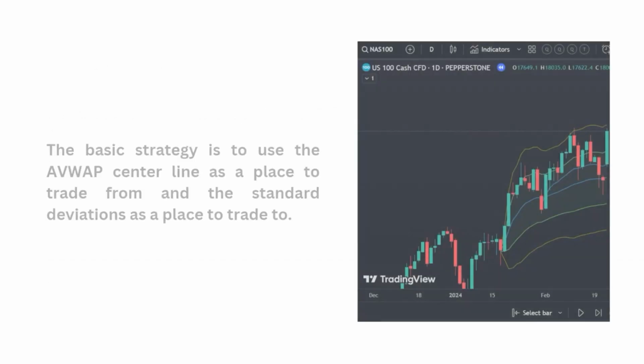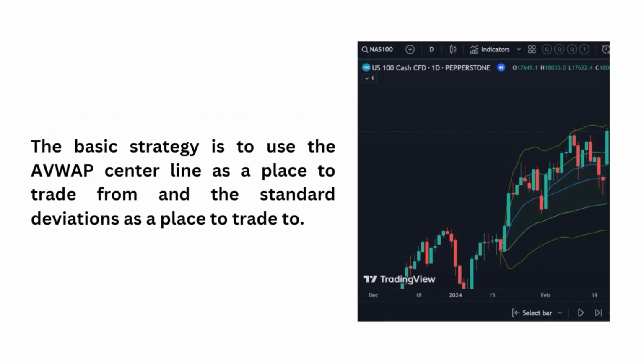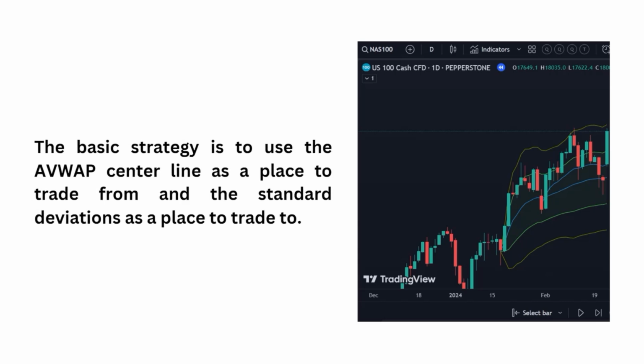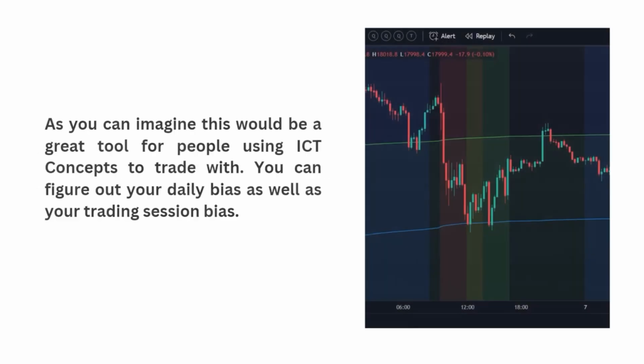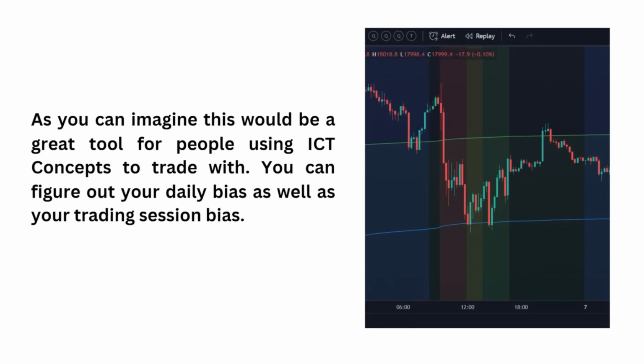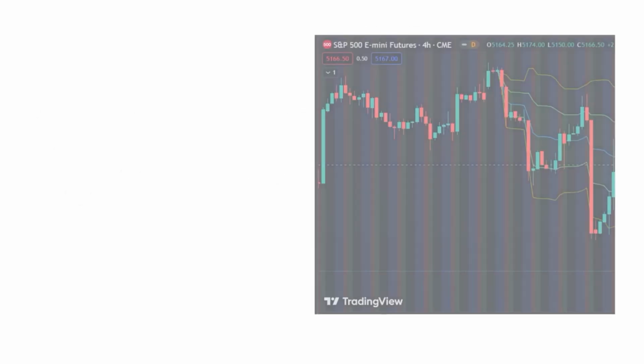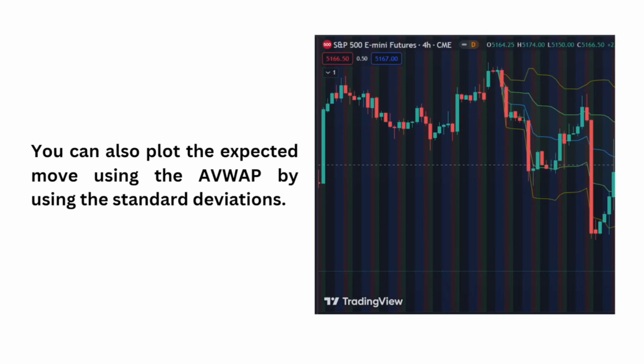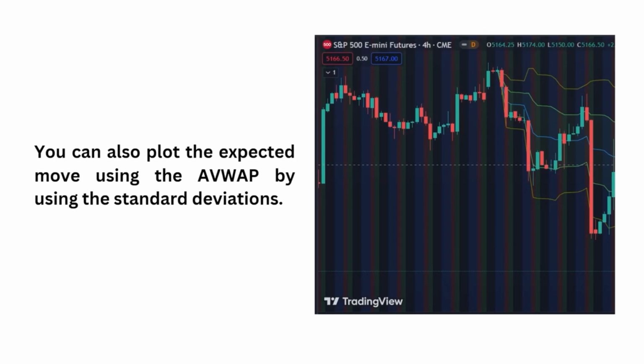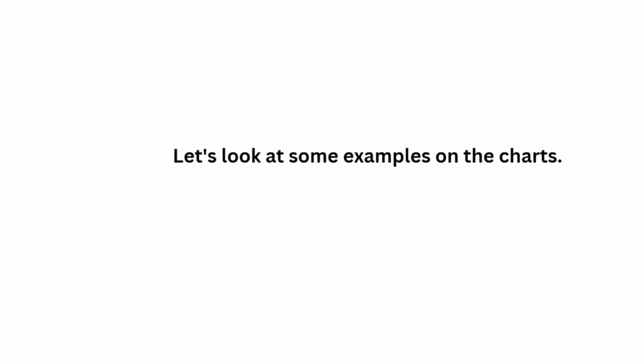The basic strategy is to use the Anchored VWAP center line as a place to trade from and the standard deviations as a place to trade to. As you can imagine, this would be a great tool for people using ICT concepts to trade with. You can figure out your daily bias as well as your trading session bias. You can also plot the expected move using the AVWAP by using the standard deviations. Let's look at some examples on the charts.